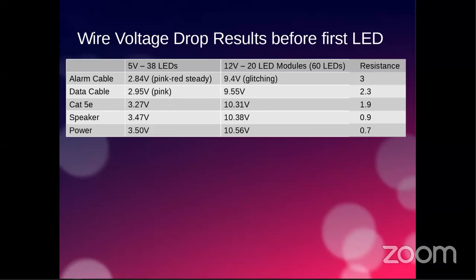all the lights on, so this was all the lights on, the power started at 5 volts at the power supply, but by the time it got through that 66 feet of wire, it was down to 3.5 volts with 5 volts, and with 12 volts it was down to 10.56, and the resistance of the wire was about 0.7 ohms. So not very much at all, but still there's a resistance there.